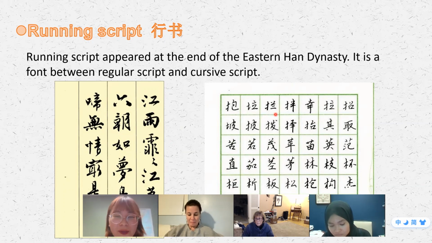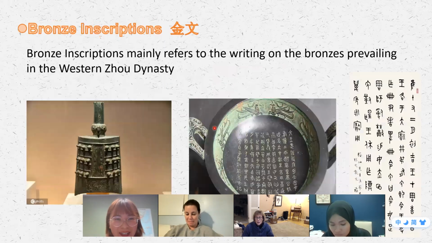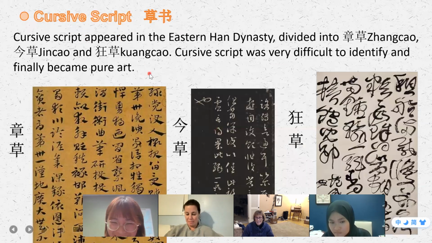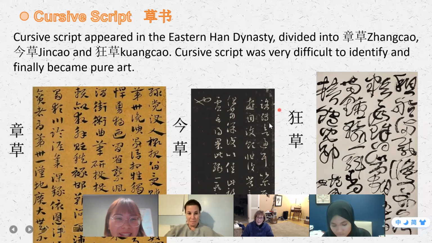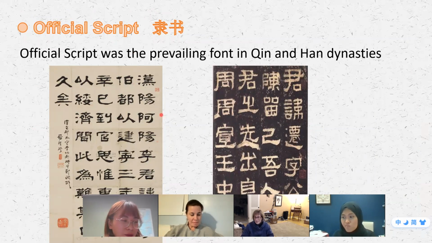So what kind of script do you like after seeing this? I can only read simplified, and at that, just a little bit. I love cursive and running. That's good. I like the official script. It looks so formal and square.